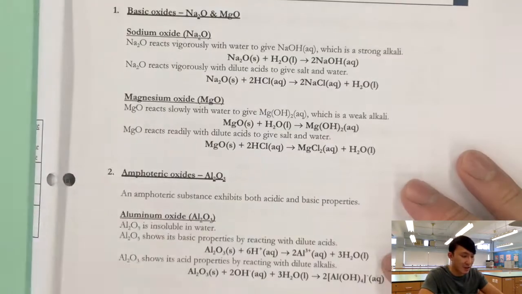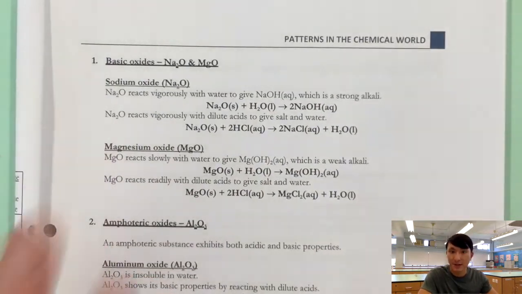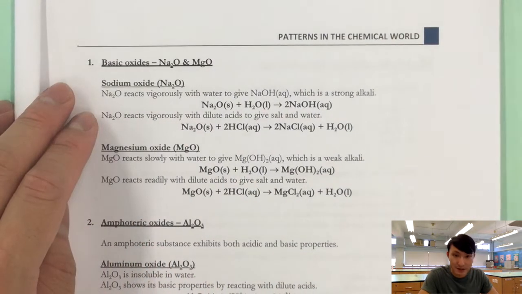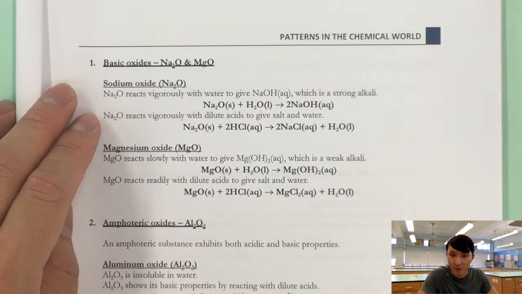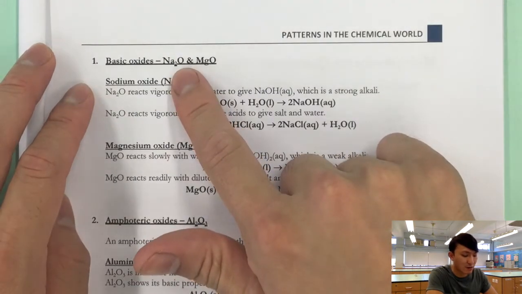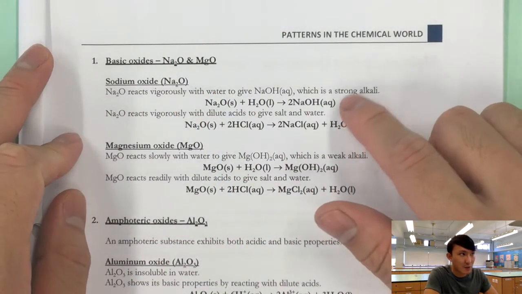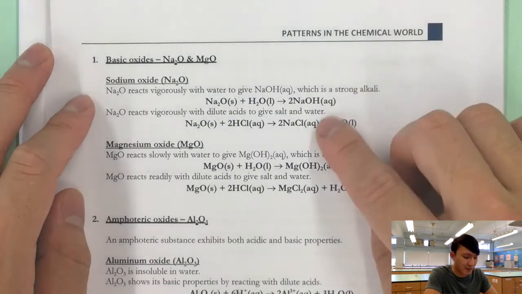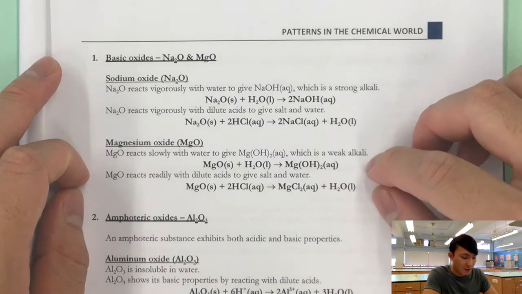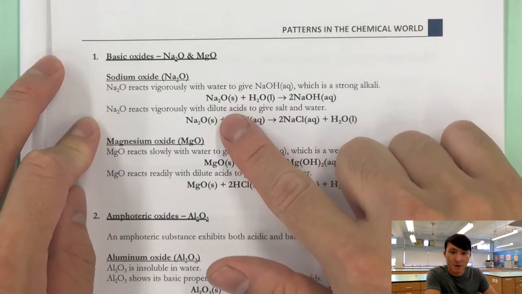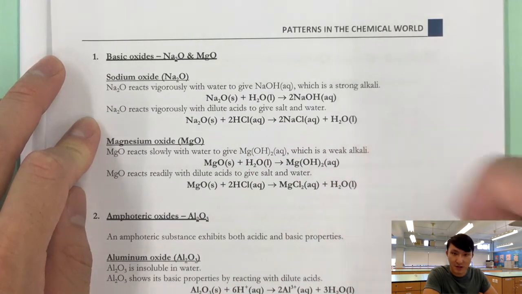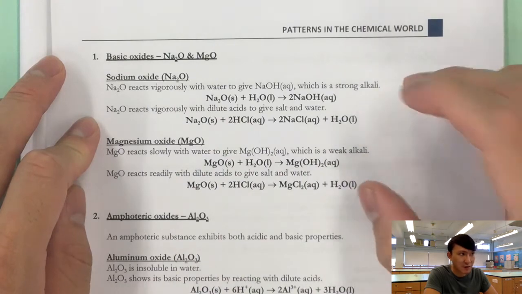Now on the right hand side here, you see, wow, so many equations. Yes, this part you need to spend some time, some hard work to memorize these equations. Basically talking about the acid-base behavior when it interacts with water. First of all, basic oxides, for example sodium oxide, magnesium oxide, when they react with water, they will form an alkaline solution, like sodium hydroxide here, magnesium hydroxide here. Of course, these basic oxides will react with acid vigorously to form a salt and water, and this is known as neutralization, right? So these are relatively simple.